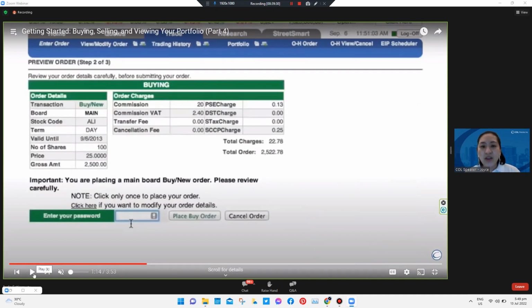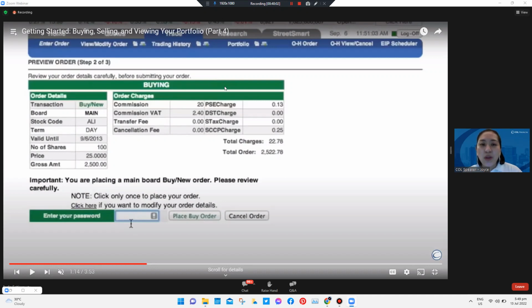Here is where you review your order. Make sure that you review that it's a buying, not a selling order. You want to buy 100 shares of Ayala Land at the price of 25 pesos per share, and these are the charges for you. As you can see, the charges are computed, but don't worry about this.